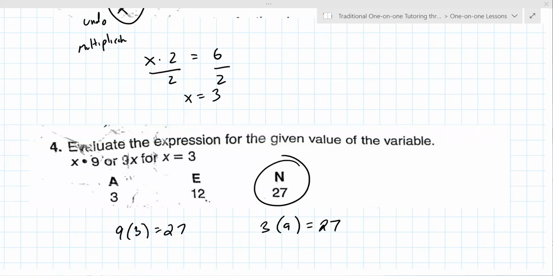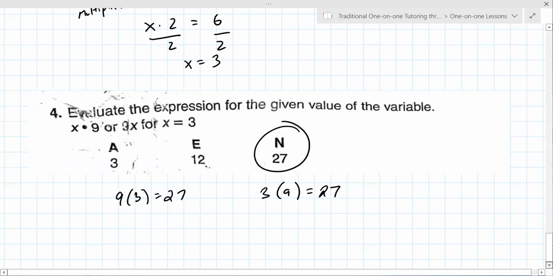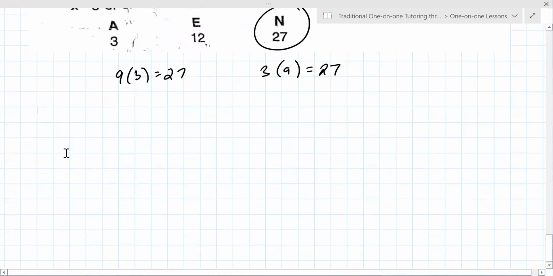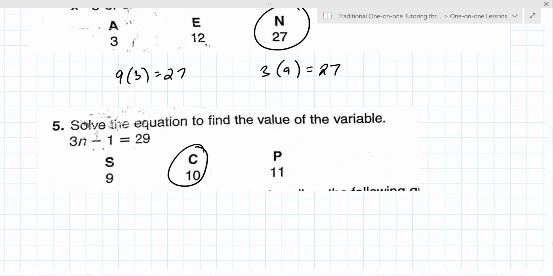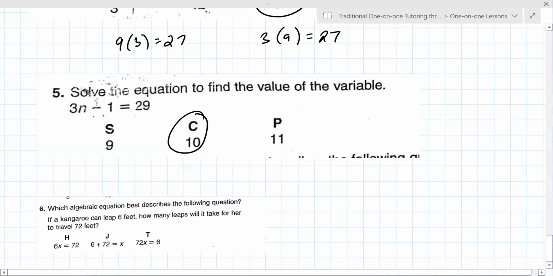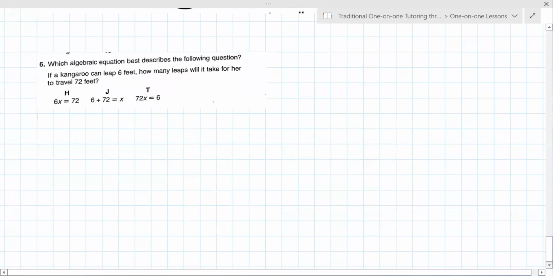So you're not ready to solve a two-step equation. I was hoping to get to that with you, but maybe we'll look at that. We're going to have a ton of time left over, so we can maybe move on to that. Yeah, it is 10. n equals 10. It will be 6x equals 72. That's right.